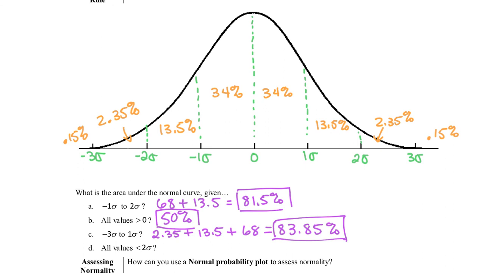83.85%. And my final one is when I'm looking at my values less than 2 standard deviations, it would be easier to just subtract this area. So that would be 100 minus 2.5. So that would be 97.5%.